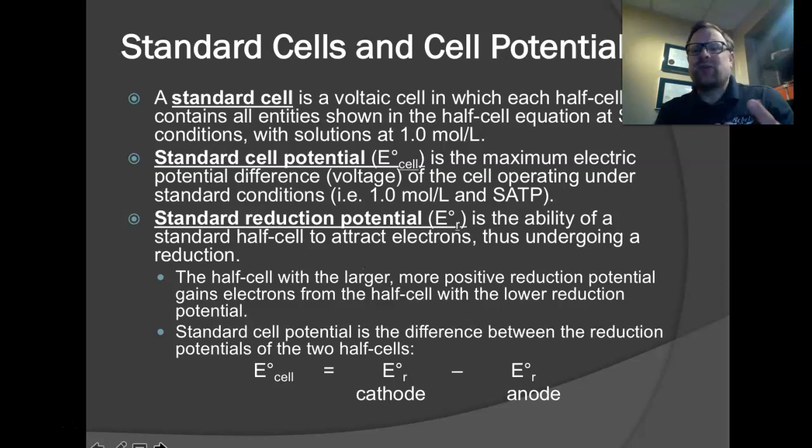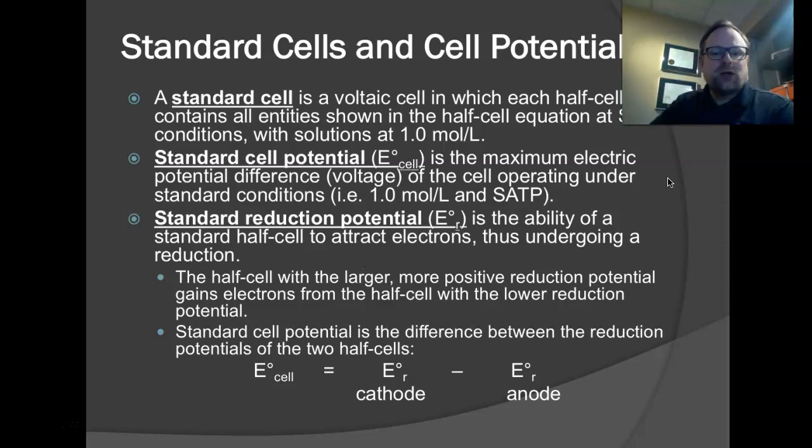So when I say standard, that's what I'm really referring to. And you'll notice right here, there's that little degree symbol again that we used when we were talking about enthalpies to relate to those certain conditions. So a standard cell potential then is the maximum electric potential difference, what we'll call voltage, of the cell operating under standard conditions. So 1 mole per liter at SATP.